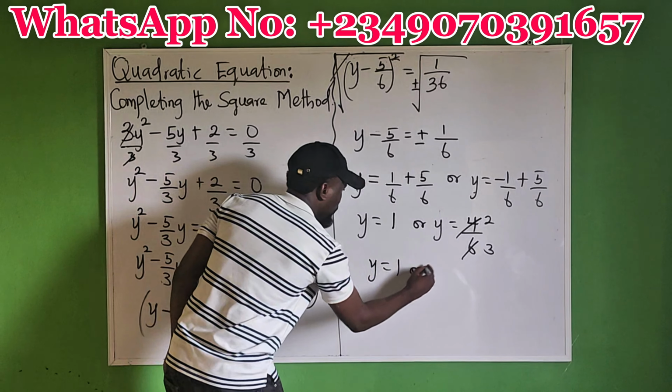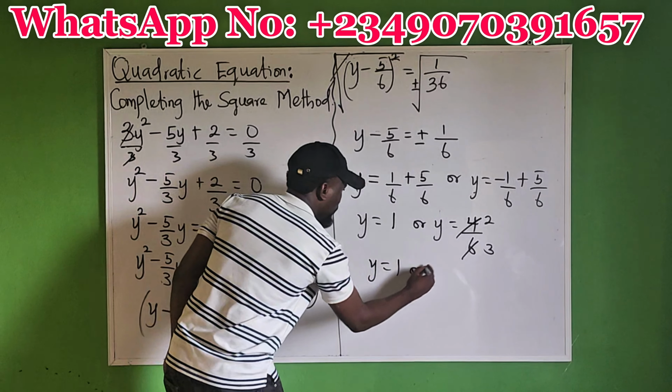Alright, so let's move to the last question. The last question says 4x squared minus 4 root 3 x, this is not reaching x, plus 3 equals 0. So we want to answer this using the completing the square method. So what do we do?